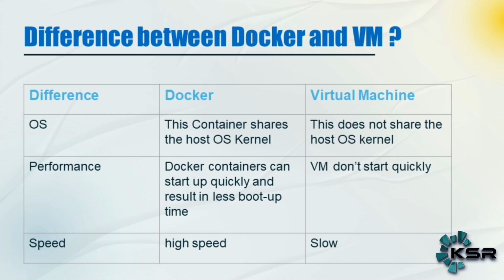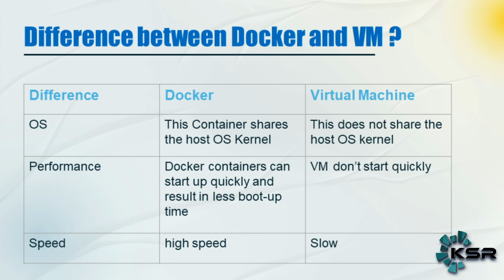So, we'll go to the next module, which is called the difference between Docker and virtual machine. The differences are across four different areas: operating system, performance, speed, and portability. In the OS, Docker shares the host OS kernel, whereas a virtual machine does not. Docker is a container-based model where containers are spun up, which is used for executing an application, and Docker shares the host OS kernel, right?